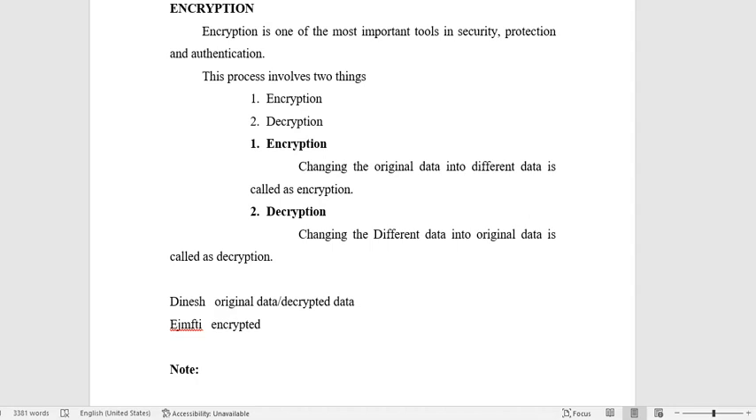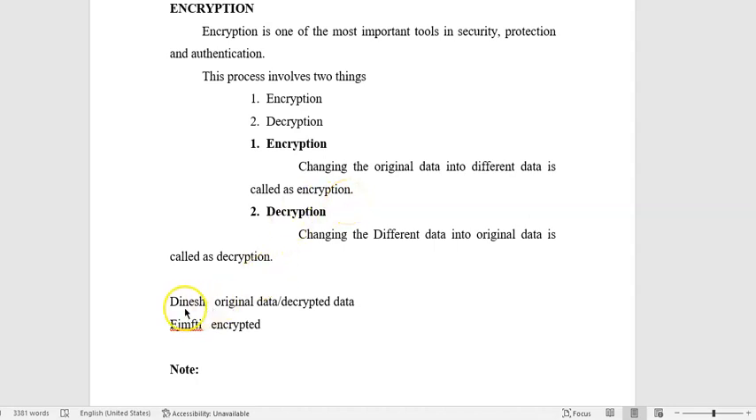Today we are going to discuss encryption. What is encryption? Where actually are you going to use encryption? Encryption is an important tool which is being used for security, protection and authentication. This encryption process involves two things. One is encryption, the other one is decryption. What is encryption? Changing the original data into different data is called encryption.